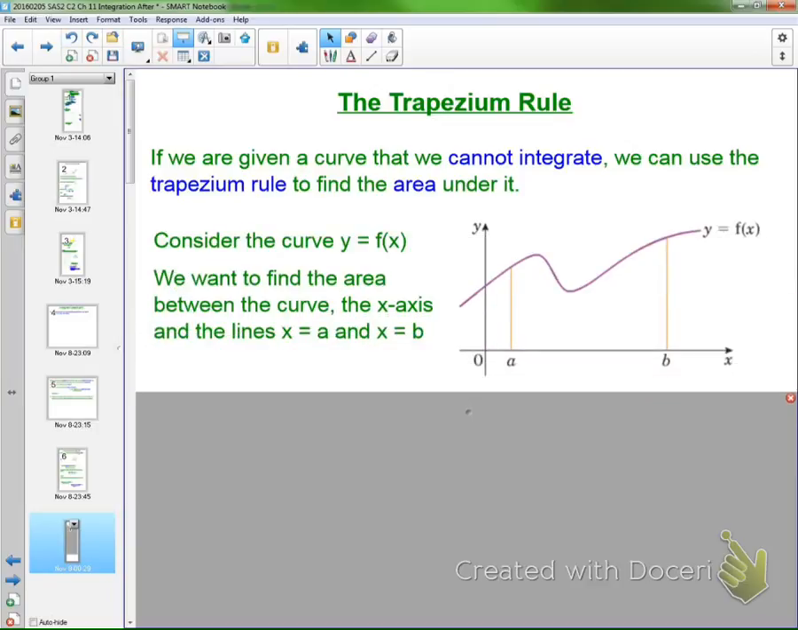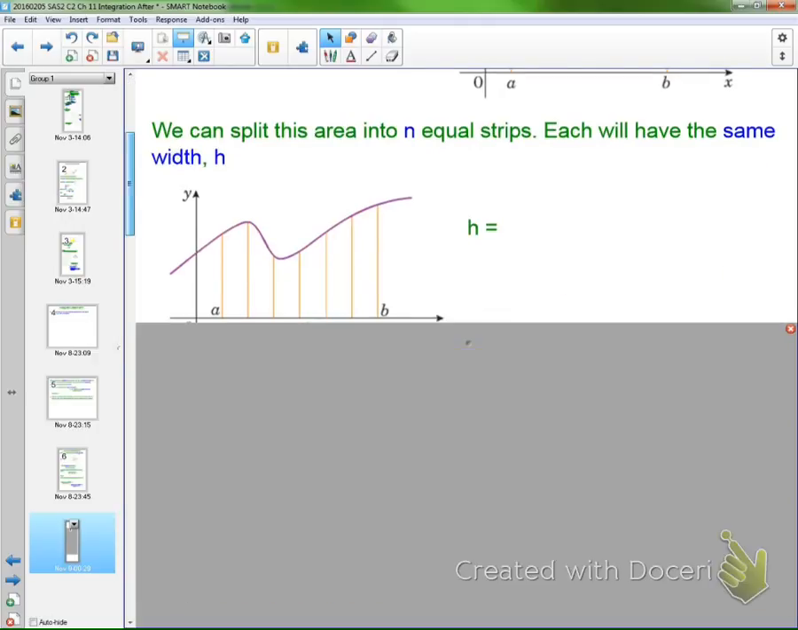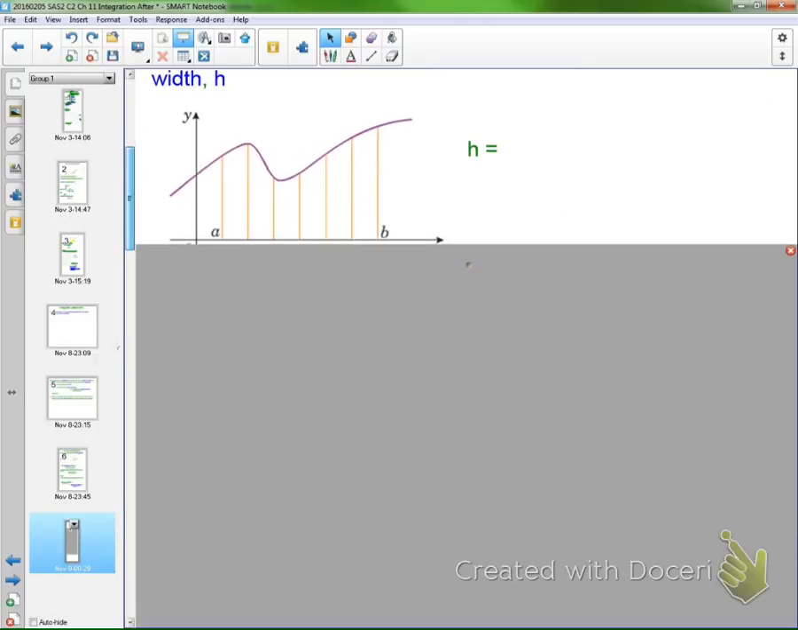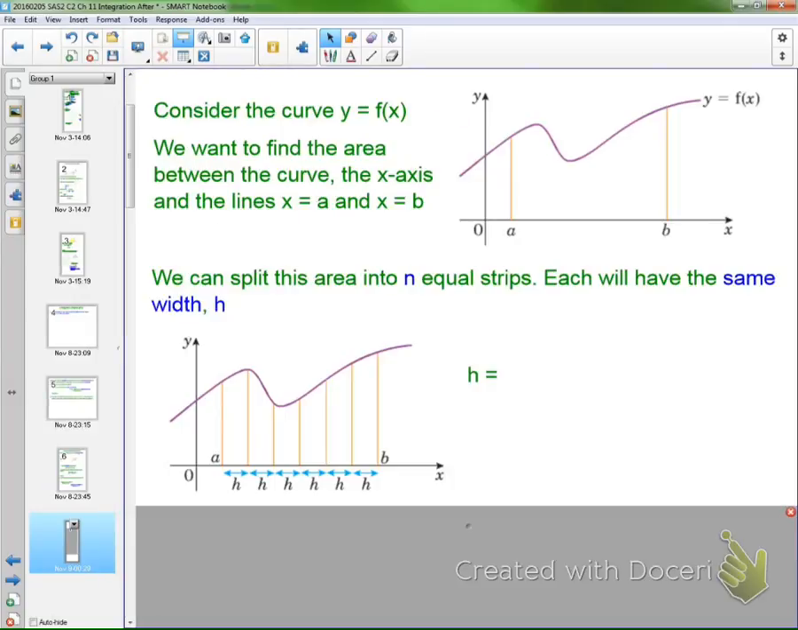So, if we consider the curve y equals f of x, and we want to find the area between the curve, the x-axis, and the lines x equals a and x equals b. So we are looking for this area here. If we then split this area into lots of equal size strips, say n equal strips, each of these strips will have the same width, h.